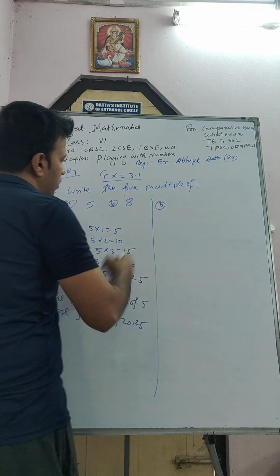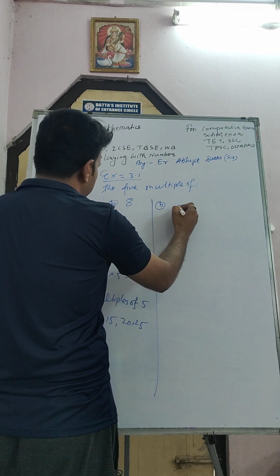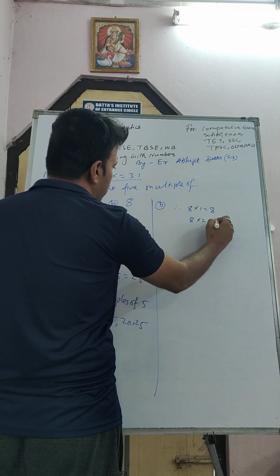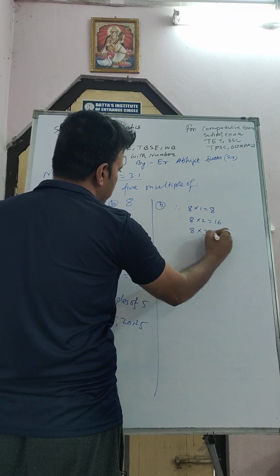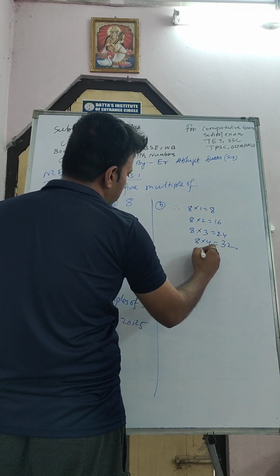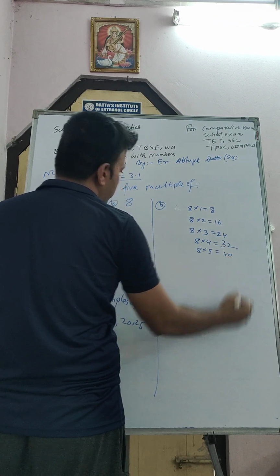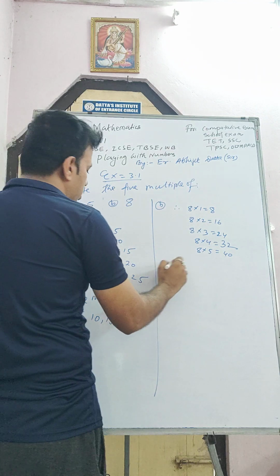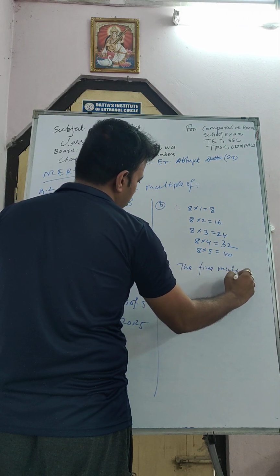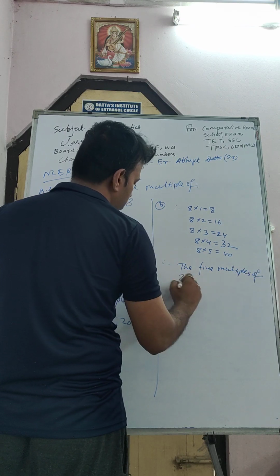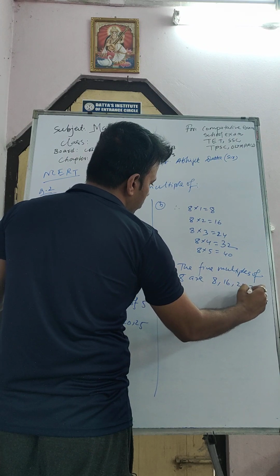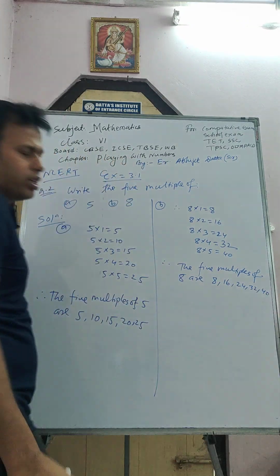Option B. So B is 8. Therefore 8 into 1 is 8, 8 into 2 is 16, 8 into 3 is 24, 8 into 4 is 32, and 8 into 5 is 40. Okay, so therefore we can write the 5 multiples of 8. What are they? 8, 16, 24, 32, 40. Okay, question complete.